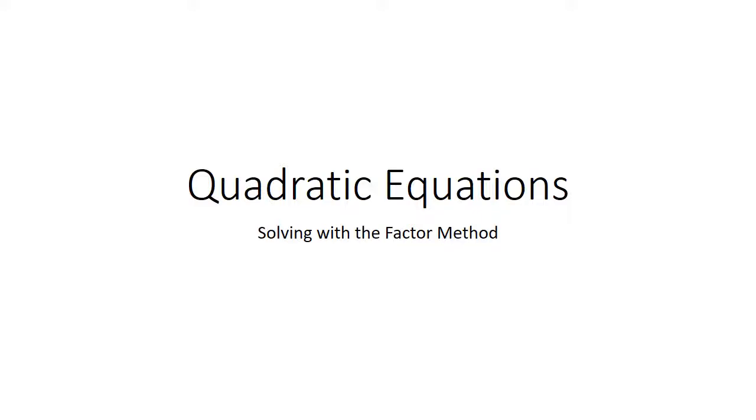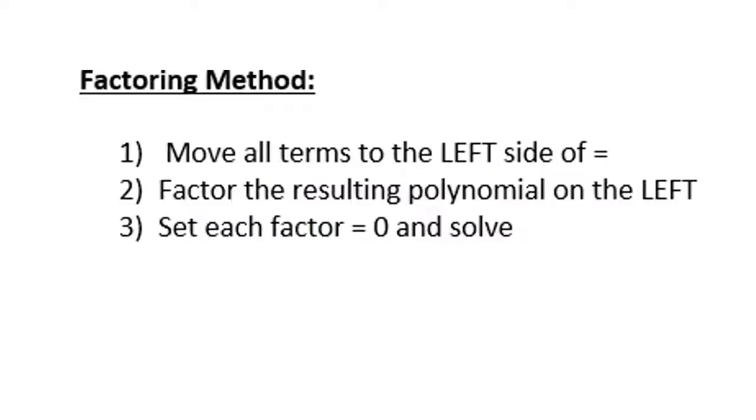Let's look at solving quadratic equations with the factor method. When working the factor method, here are a few steps to keep in mind. First, move all terms to the left-hand side of the equation. Next, factor the resulting polynomial that you will see on the left of the equals. And third, set each factor equal to 0 and solve.